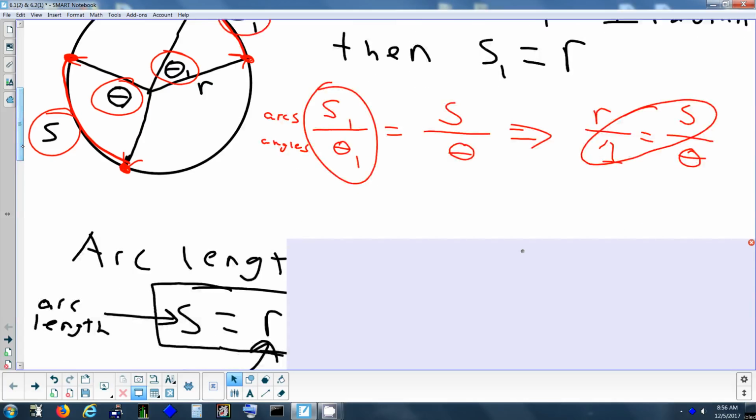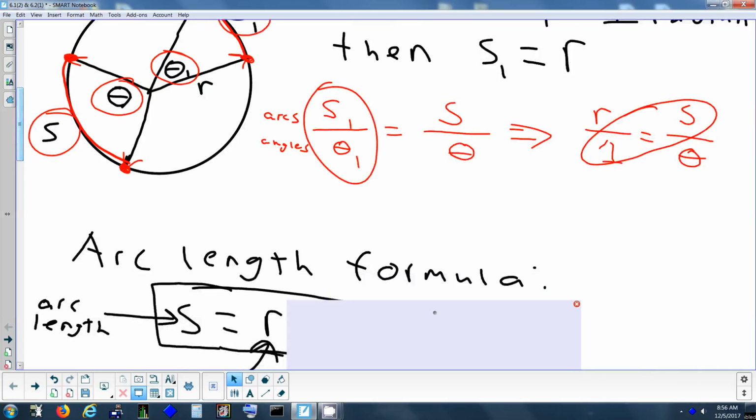S. Actually, I have it right here. So S, and then on the other diagonal, S equals R times theta. So that's the arc length formula. S equals R theta.